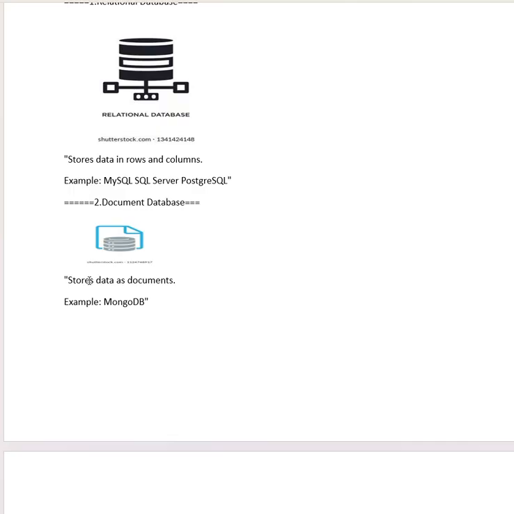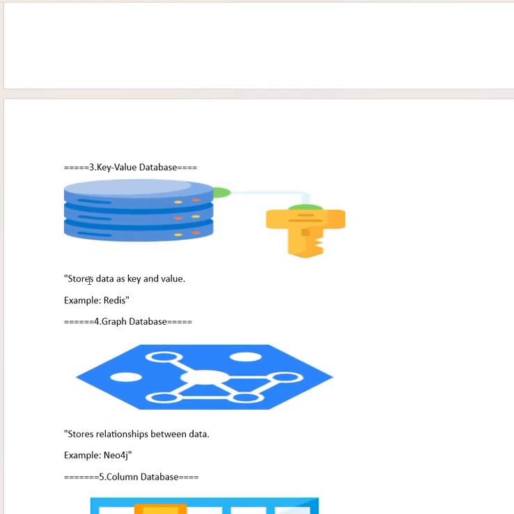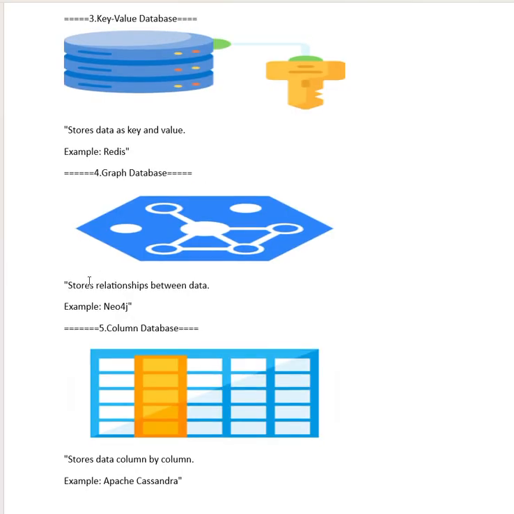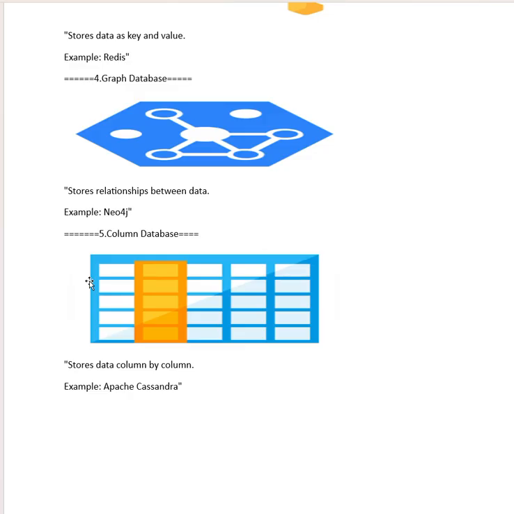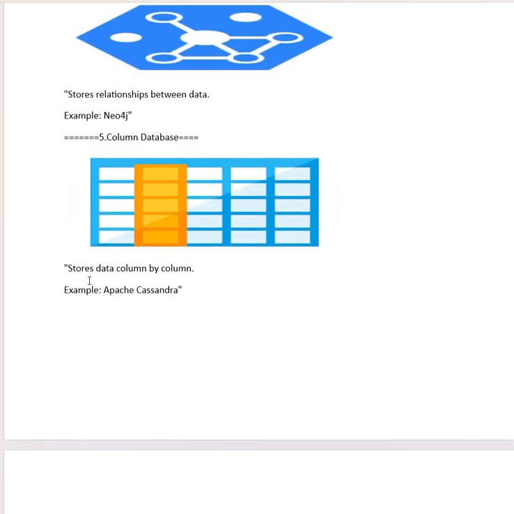For example, MongoDB. And now the key-value database. A key-value database stores data in key and value format. Example, Redis. Redis is an example of a key-value database. Now coming to the graph database. A graph database stores relationships between the data. Example, Neo4j. Coming to the column database. A column database stores data column by column. Example, Apache Cassandra.